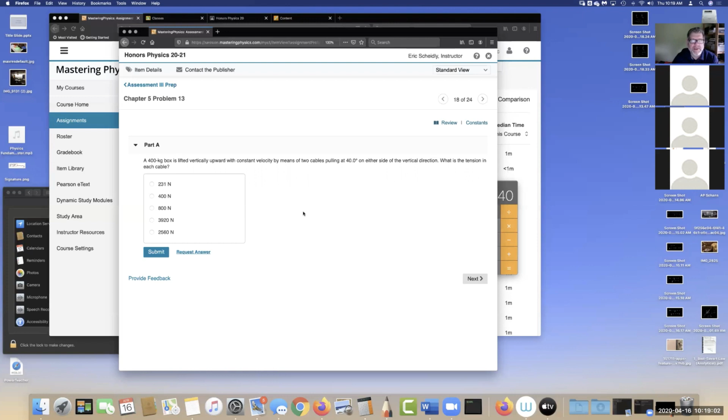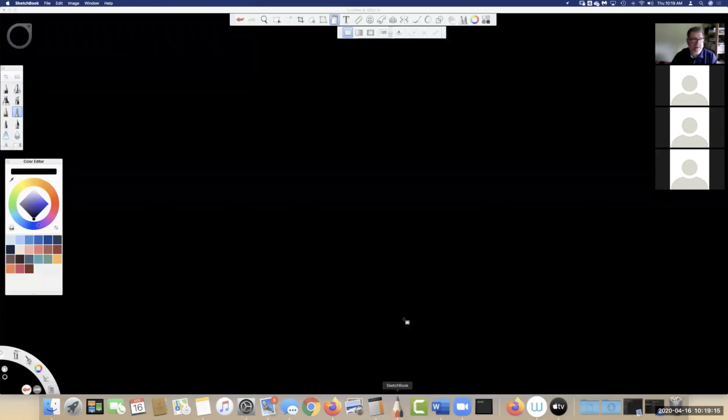A 400 kilogram box is lifted vertically upward at a constant velocity by 2 cables pulling at 40 degrees on either side. What is the tension in each cable? Boy, this one needs a diagram. I'm just going to really quick bring up my diagram doohickey here.